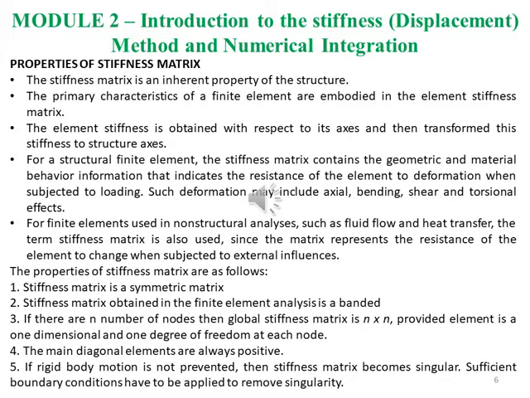The element stiffness is obtained with respect to its own axis and then transformed to the structural axis. So for a structural finite element, the stiffness matrix consists of geometric behaviors and material behaviors. You can clearly see that cross-sectional area and length, which pertain to the geometry, are inbuilt in the elemental stiffness matrix. Similarly, the material behavior, that is modulus of elasticity E, is also inbuilt in the elemental stiffness matrix, which in turn is transformed to the entire structure to get the structural stiffness matrix.